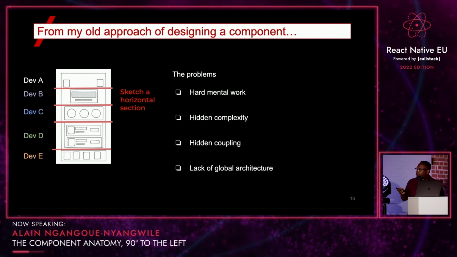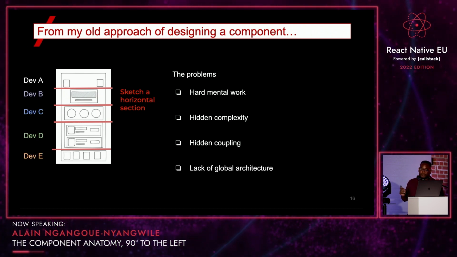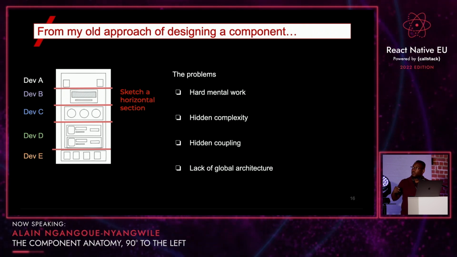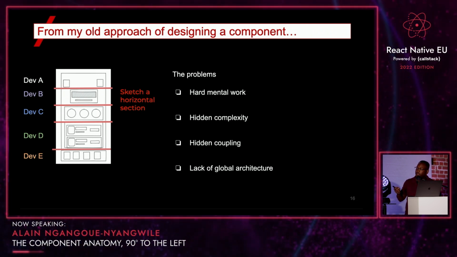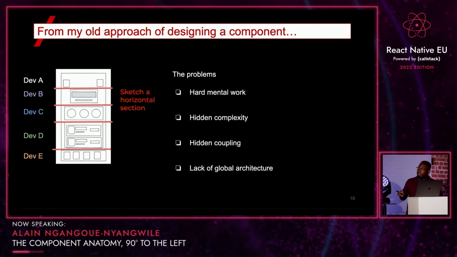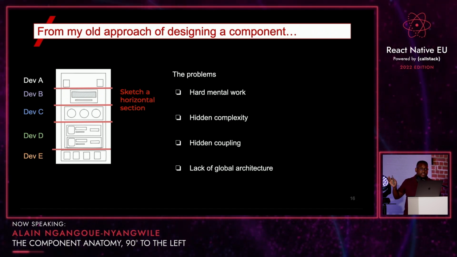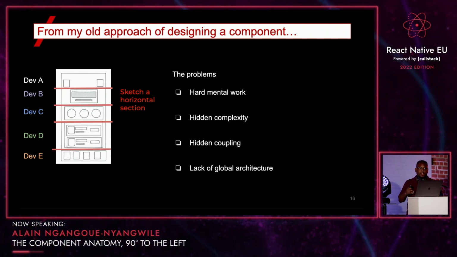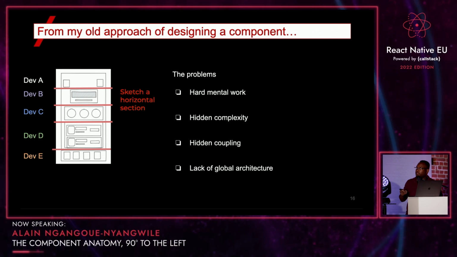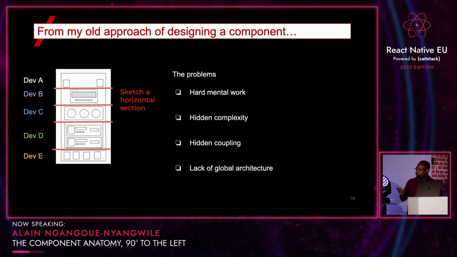And the last problem is the lack of global architecture. If, for some reason, you want to go faster using parallelization, and you don't pay attention to the global architecture, you will get 5 different architectures in the same screen. And it's not really good for the codebase maintainability.